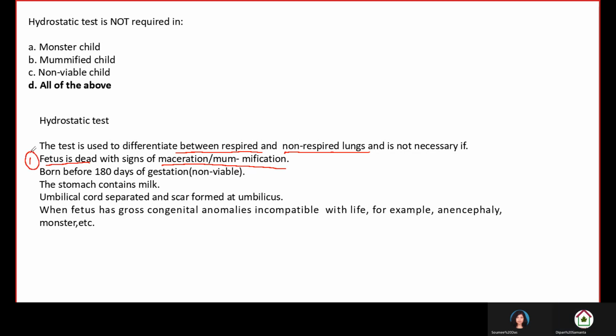Number one, mummification. Number two, if the fetus is born before 180 days of gestation, that is non-viable. Number three, the stomach contains milk, not necessary. Number four, umbilical cord separated and scar formation at umbilicus. Number five, when the fetus has gross congenital anomalies incompatible with life, for example anencephaly or any other congenital malformations, that's called monster child.